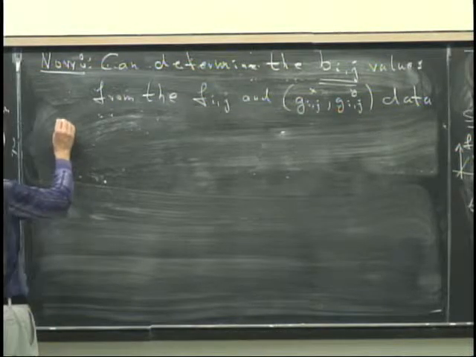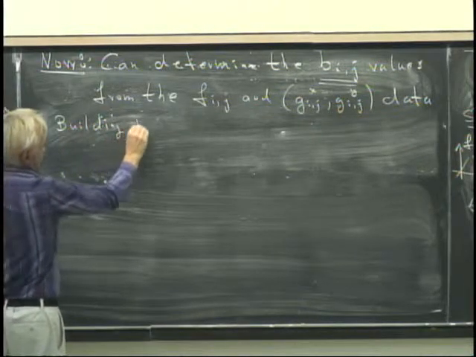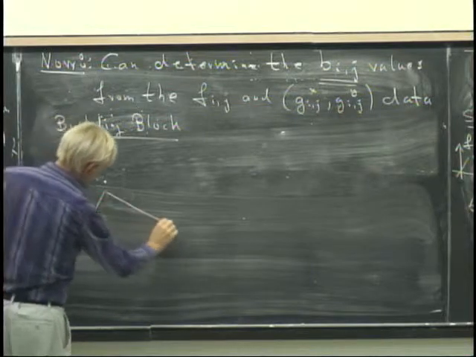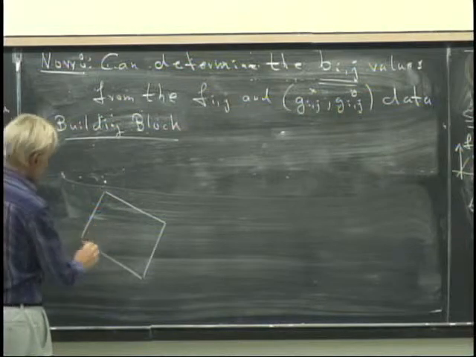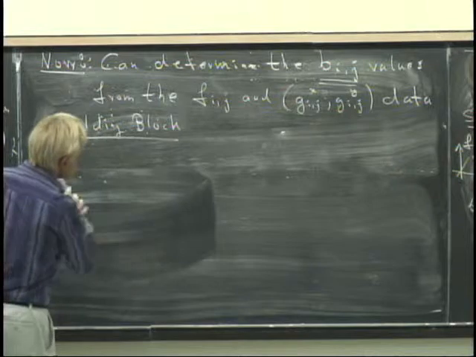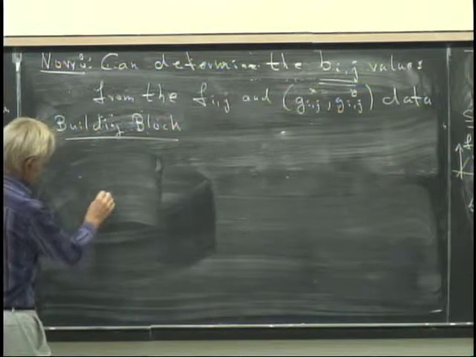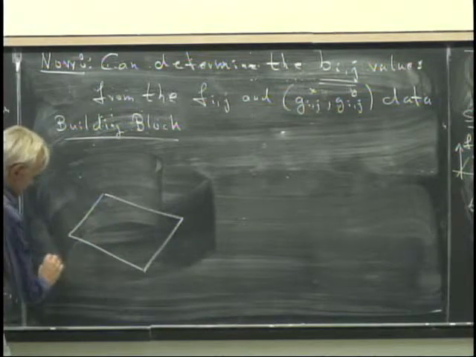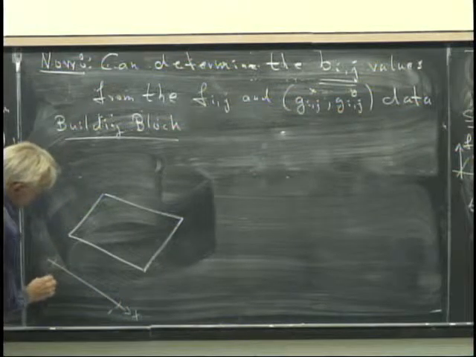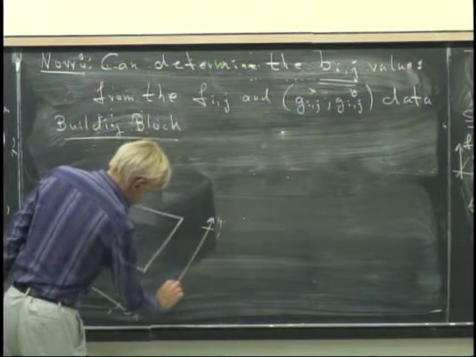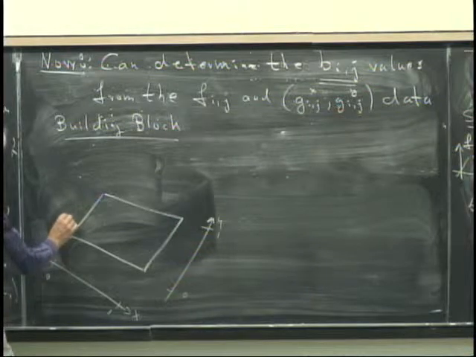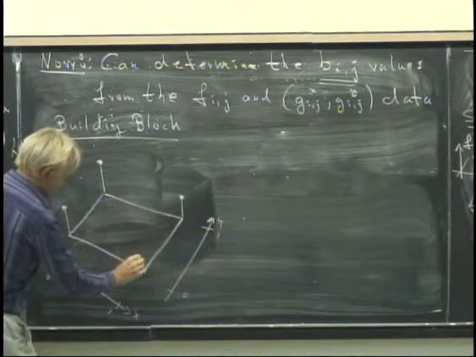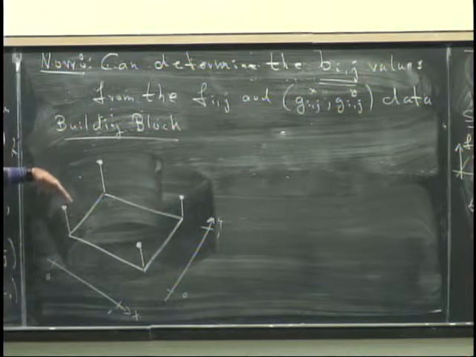How should I show this? Maybe it's a building block again. The building block at this point looks like this. Building block is just understanding the configuration over one single square. Without losing any generality, I can just say this is 1, this is 0, this is y direction, this is 1, this is 0. And at this point, I have the four corner values and at each of these values, I also have a slope, two slopes, one slope in x, one slope in y.